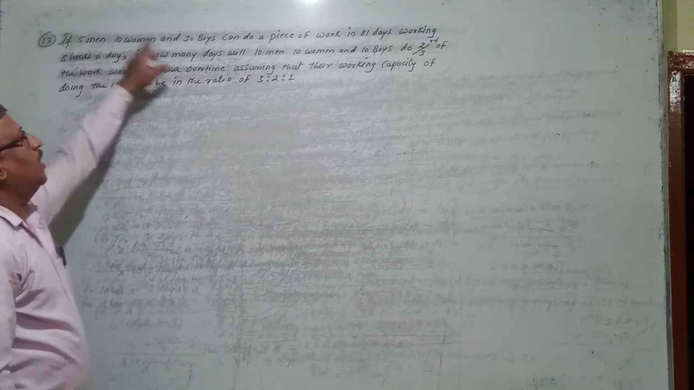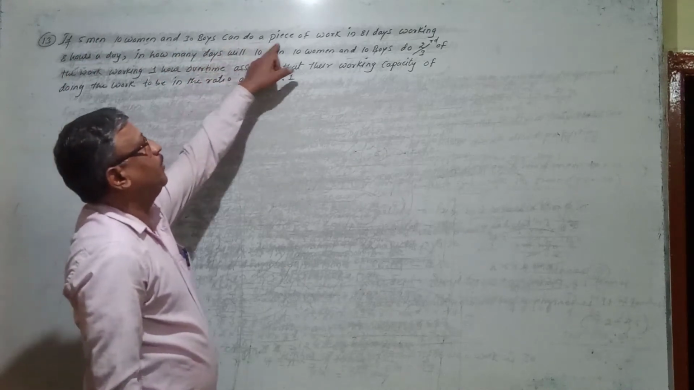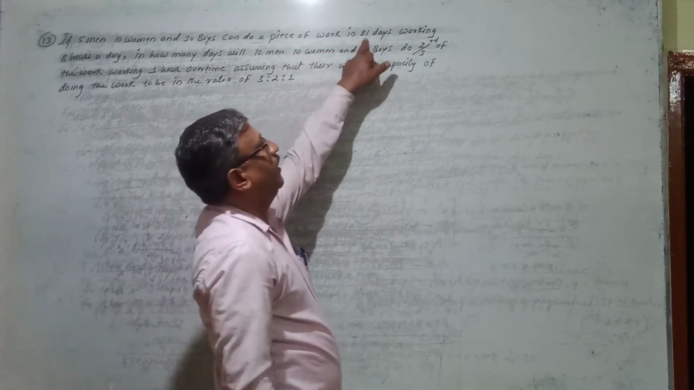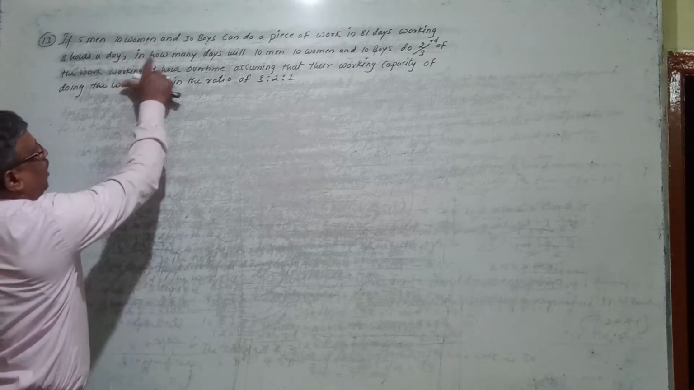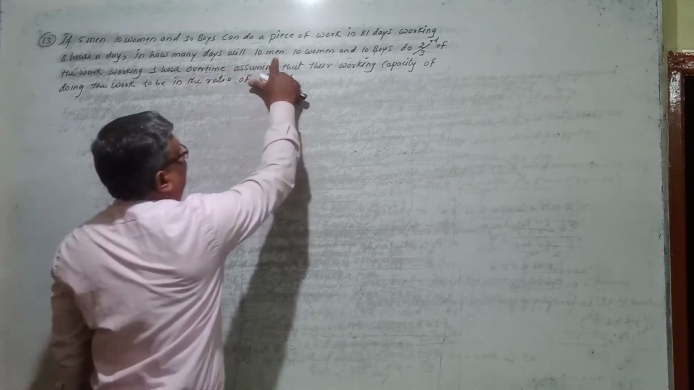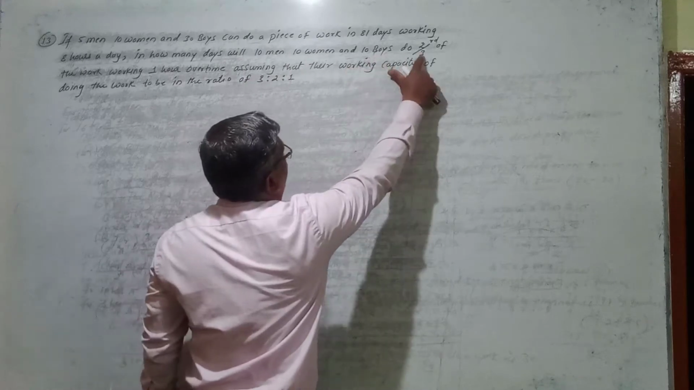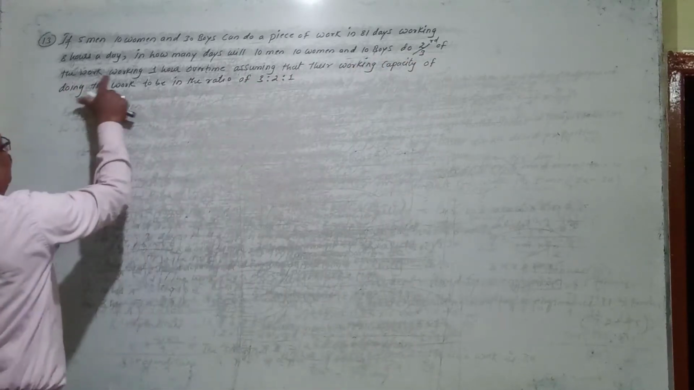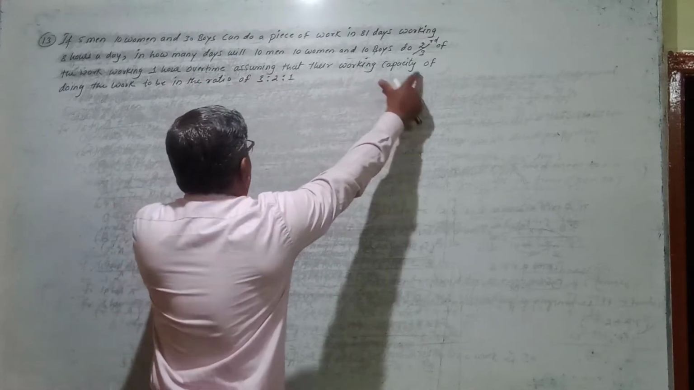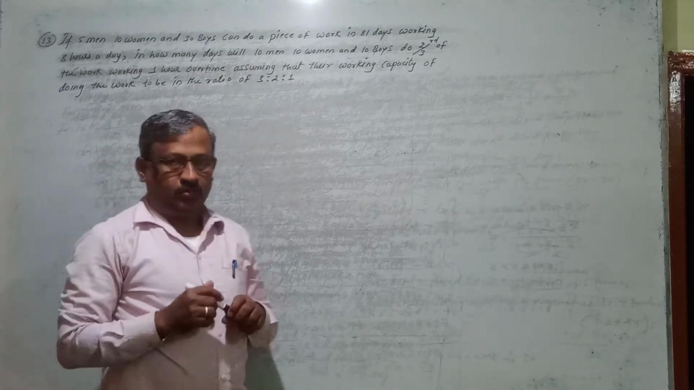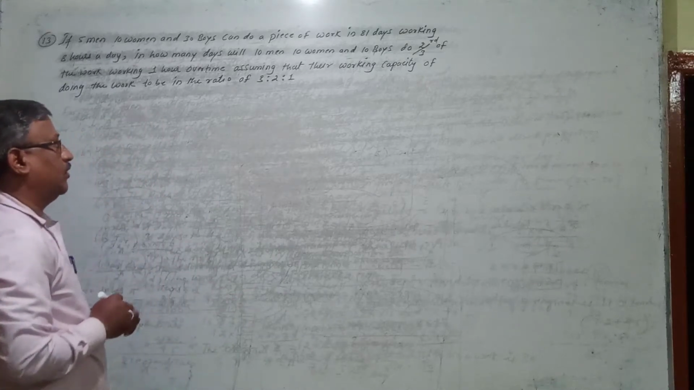Question is, if 5 men, 10 women and 30 boys can do a piece of work in 81 days working 8 hours a day, in how many days will 10 men, 10 women and 10 boys do two-thirds of the work working 1 hour overtime, assuming that their working capacity of doing the work to be in the ratio of 3:2:1. So this is the question, and they have asked to calculate, right?